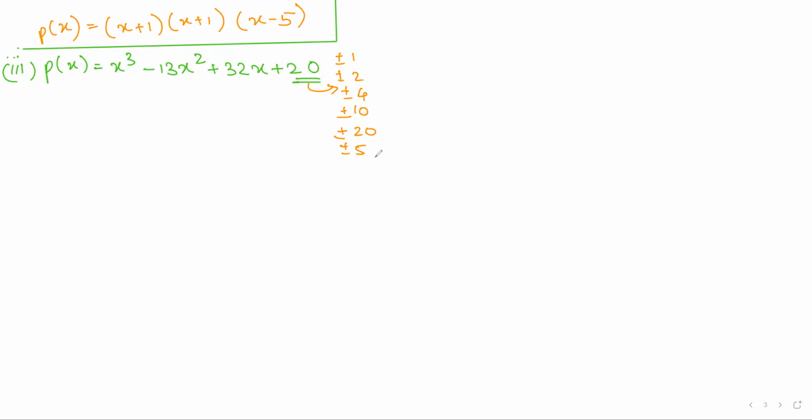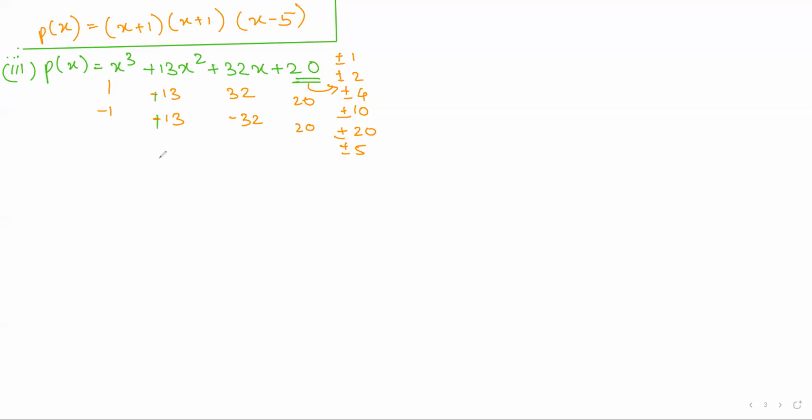You need not check for all. Just get a calculated guess. If you observe the coefficients, this is 1, minus 13, 32, and 20. Now, what happens if you add the coefficients? You will not get a 0. But what happens here, if you place x equals minus 1, this sign will change to minus 1. This will remain as it is. This sign will change to minus 32, and this will change to 20. This is plus 13, sorry, in the given question.